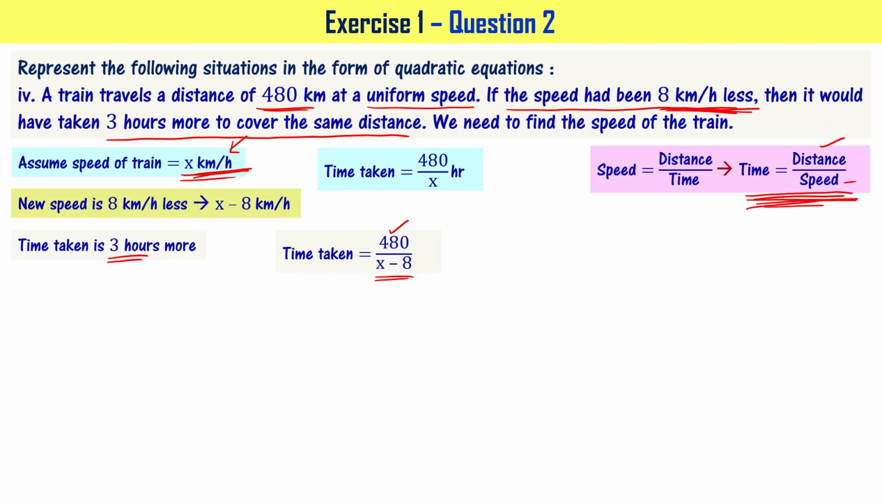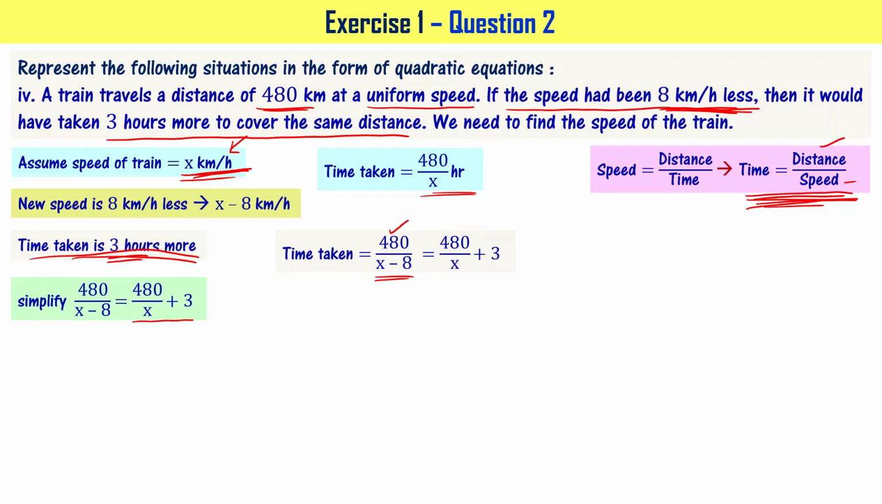But look at this, time taken is 3 more hours than what it could have taken for the original case. Original case is 480 divided by x. And in this case, it is 3 more hours. It means I can write it as 480 by x plus 3. Now, I have the equation. That is 480 divided by x minus 8 equal to 480 divided by x plus 3. This equation we have to simplify.